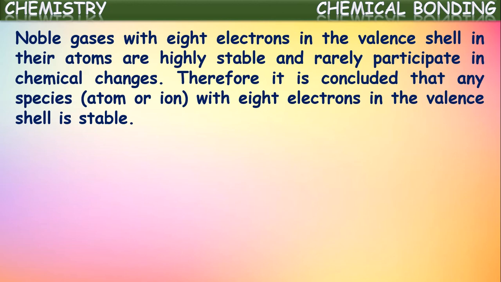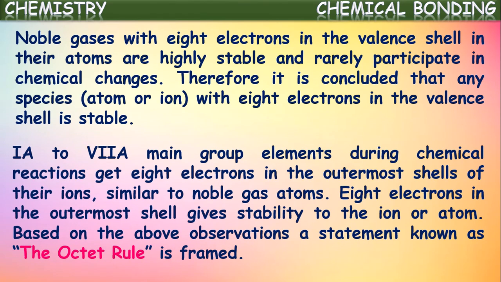Finally, based upon the electronic configurations of noble gases and their unreactivity, they came to one conclusion: species, here representing either atoms or ions, which have 8 electrons in their valence shell are more stable. So from 1A group elements to 7A main group elements, during chemical reactions, all these elements get 8 electrons in the outermost shell of their atoms or ions, similar to noble gas atoms. This may happen either by gaining electrons or losing electrons by these atoms.